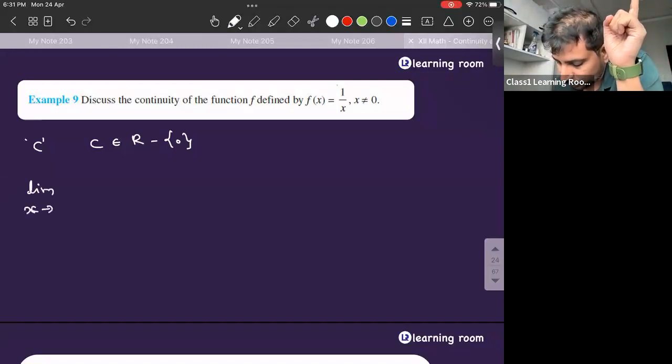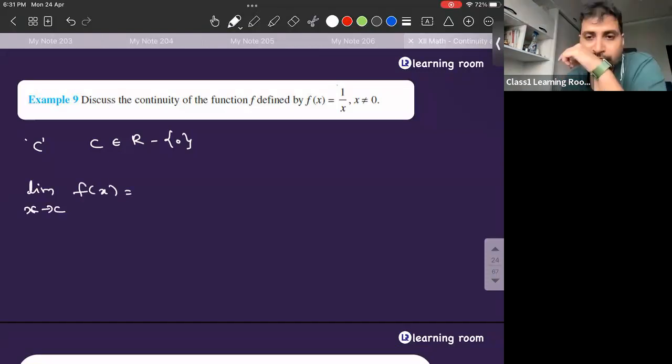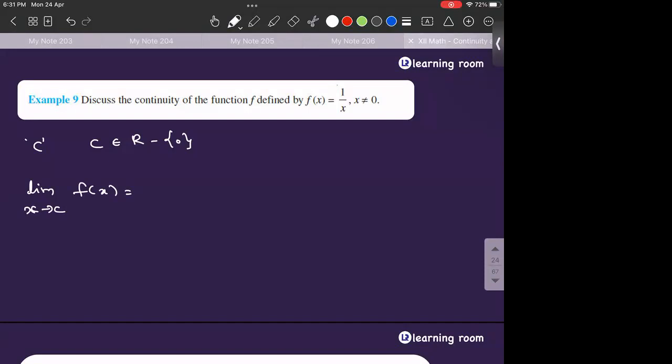So limit x tends to C of f of x is equal to how much? Limit x tends to C of 1 by x.